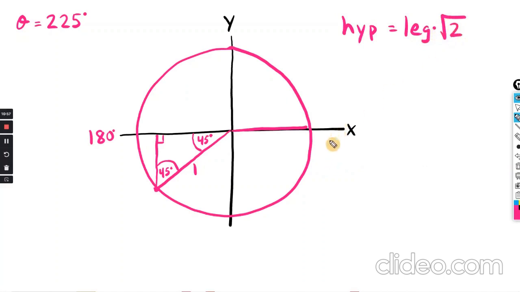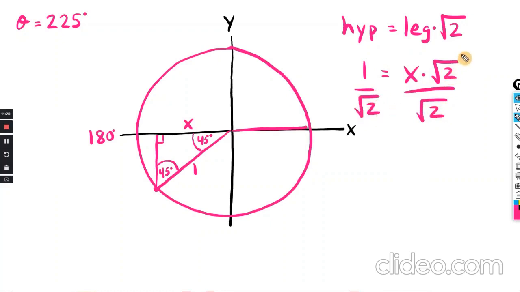So let's find one of the legs first. This one right here, just as before, we'll call that x. That's one of the legs. And we know the hypotenuse is 1. And the leg, we just called it x, and that's times radical 2. Solving for x, divide both sides by radical 2.